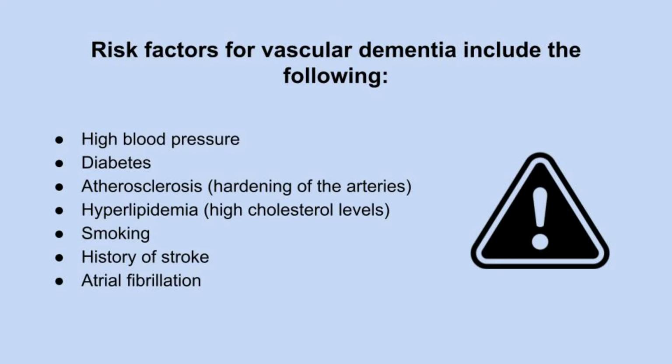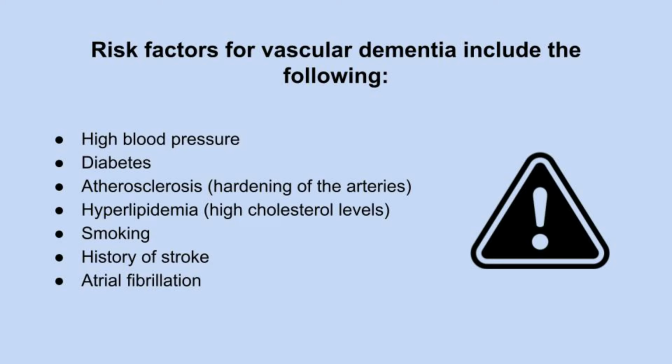Often we talk about how unhealthy lifestyles can put people at risk for a cardiovascular event. So this would be something like a heart attack or a stroke. But we never talk to people about the fact that those same lifestyles can also lead to dementia. So risk factors for vascular dementia include the following: high blood pressure, diabetes, arteriosclerosis, so this would be hardening of the arteries, hyperlipidemia, so high cholesterol levels, smoking, any history of a heart attack or stroke, and atrial fibrillation.